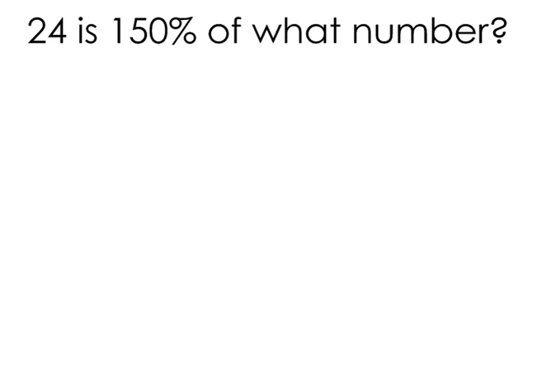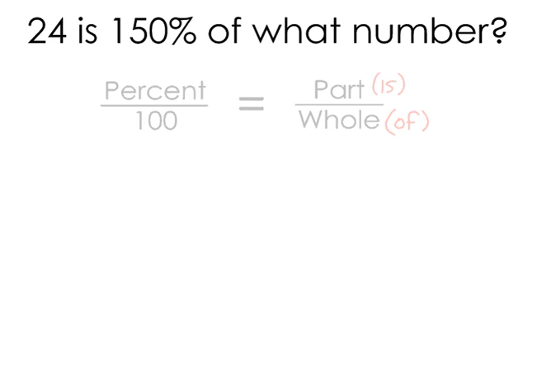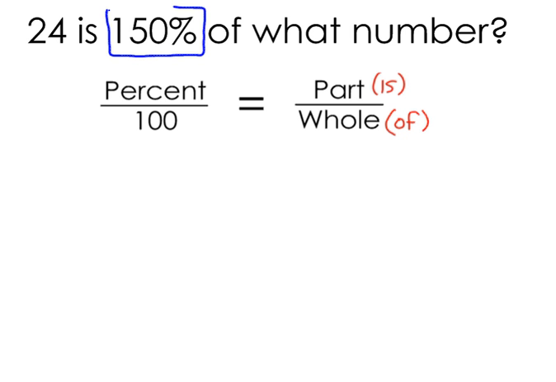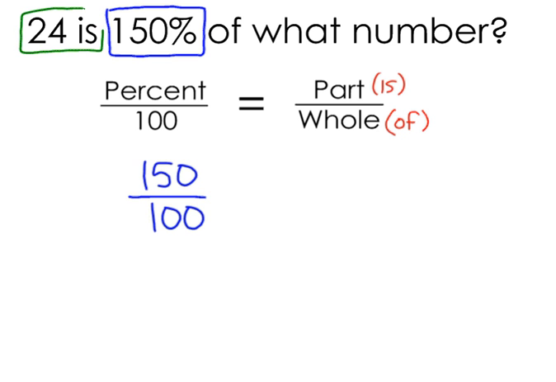All right, next example: 24 is 150% of what number? So again, we'll start with the percent proportion. 150% can be rewritten as 150 out of 100. And then I have 24 is, so 24 is the part. It's going to be the numerator. And of what number?